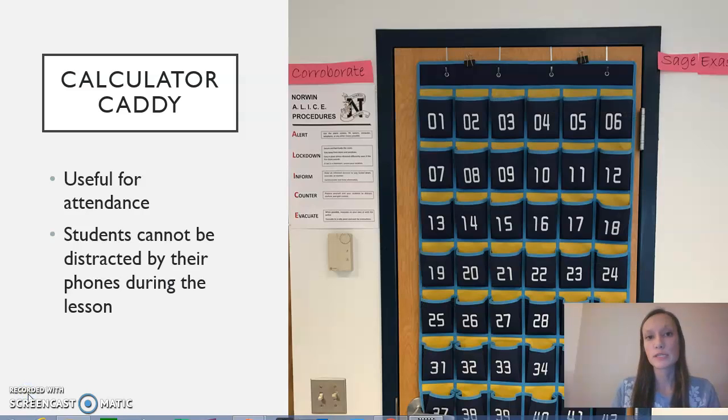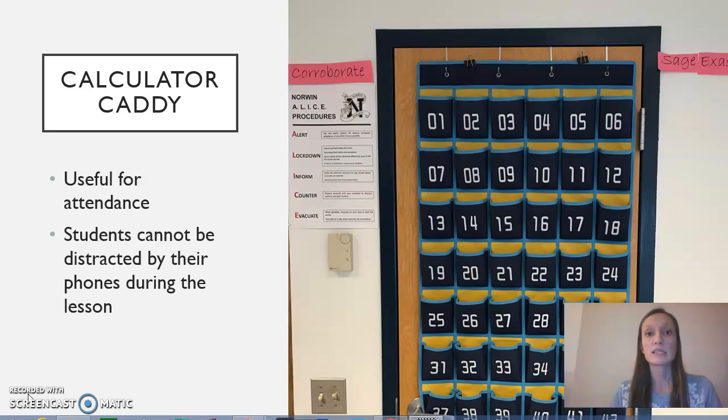The next resource I would implement in my classroom would be a calculator caddy. I would not use the calculator caddy for calculators. I would use it as a source for attendance. So at the beginning of the school year, each student in a section of my class would be assigned a number. And for the remaining school year, they will place their cell phone in their assigned number in the calculator caddy. This will count as their attendance for today.